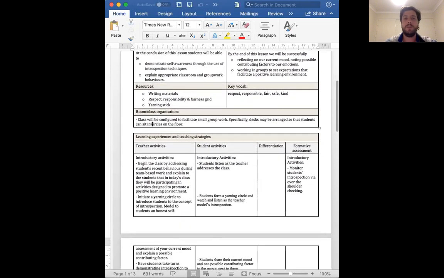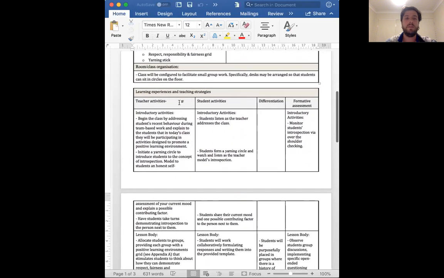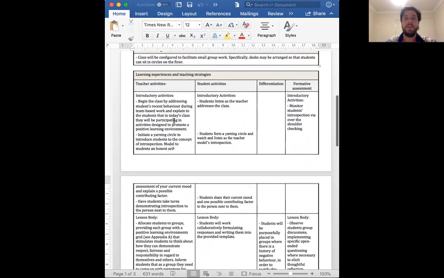Importantly, the class will be configured to facilitate small group work. So specifically, desks may be rearranged so that students can sit in circles on the floor. The teacher will begin the class by addressing students' recent behaviour during team-based work and explain to them that in this class they will be participating in activities designed to promote a positive learning environment. The teacher will then initiate a yarning circle to introduce students to the concept of introspection. The teacher will model what introspection is to the students and then have students take turns with the person next to them displaying how to take an assessment of their current mood, so introspection.